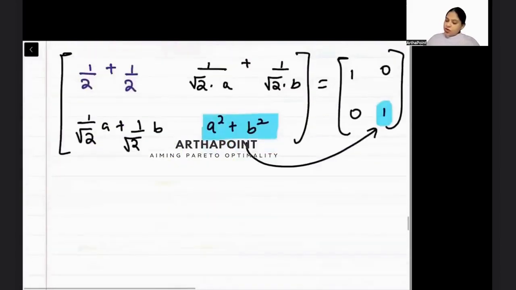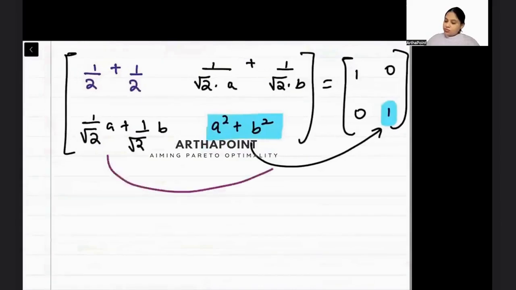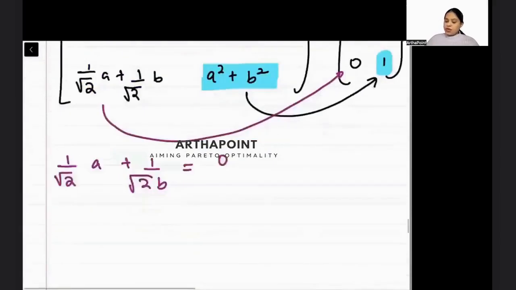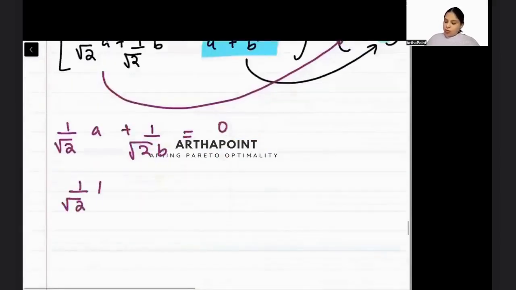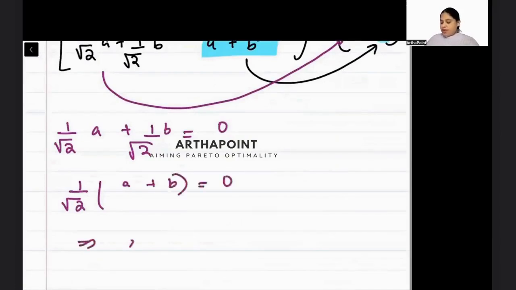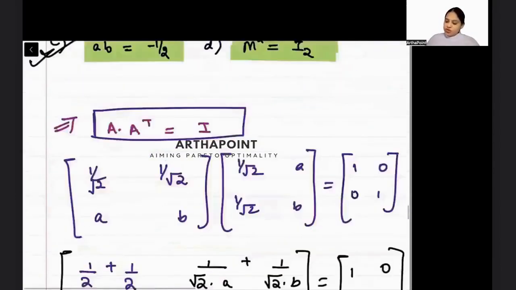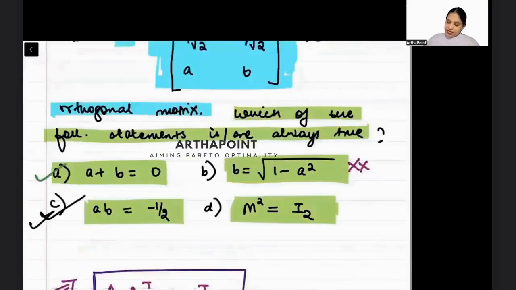Now, if we make this equal to 0, what will I get? 1 by root 2a plus 1 by root 2b will be 0. So if I take 1 by root 2 common, I will get a plus b is equal to 0. So which means that option number A is also correct. A plus b is in fact 0, right?